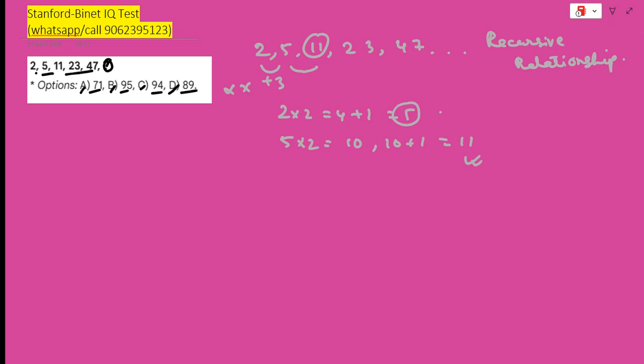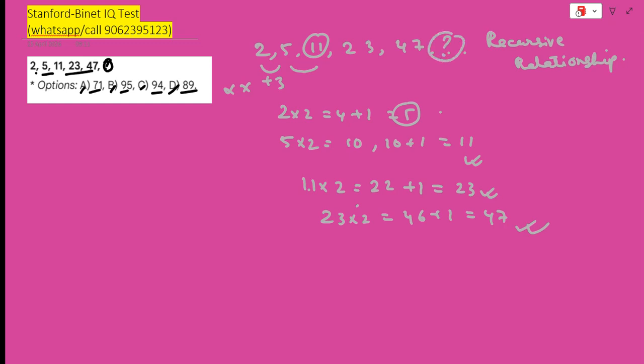And then take 11 times 2, this is 22. And 22 plus 1 is 23. Yes, we are going right. And then 23 times 2 is 46. 46 plus 1 is 47. So yes, this pattern is right.